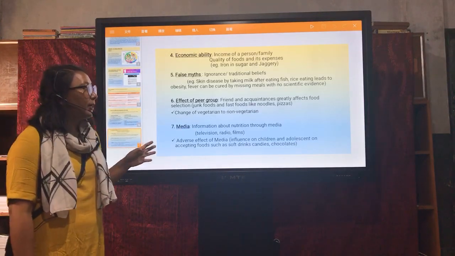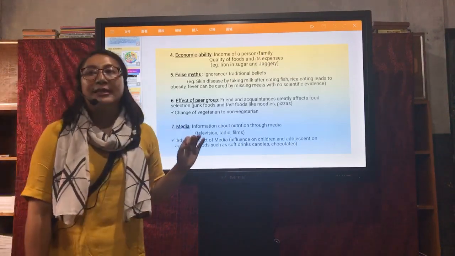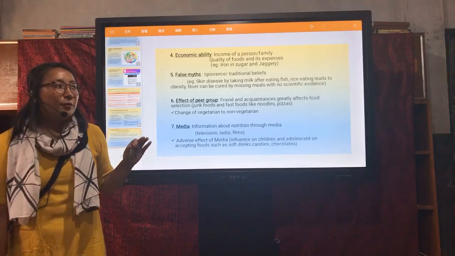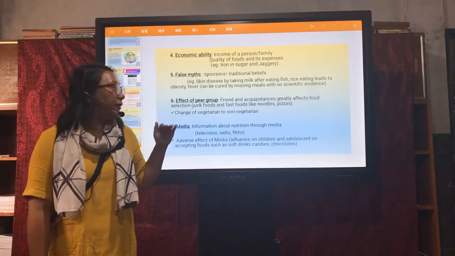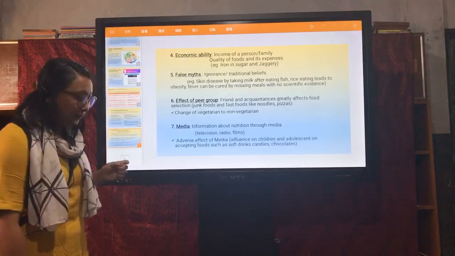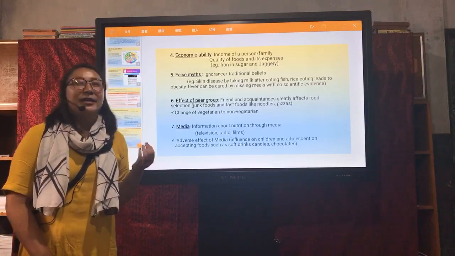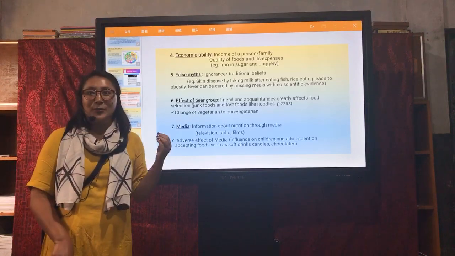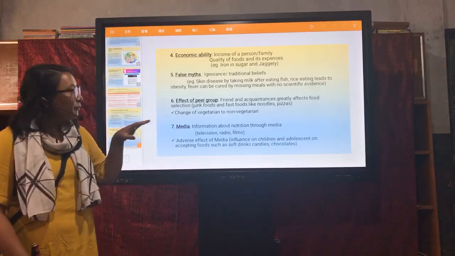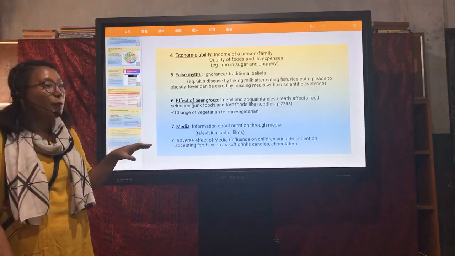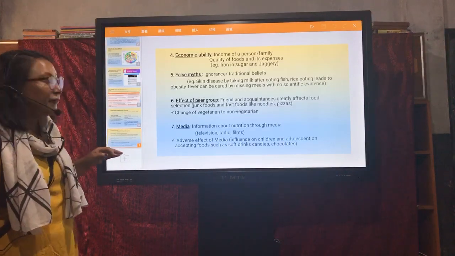Fevers can be cured by missing meals. All these three myths do not have scientific evidence. So without having scientific evidence, we should not make false promises to others. One of the common notions that I grew up with is that a pregnant woman should not have papaya. That was one of the false myths that I believed when I grew up. So that kind of false myth we should not consider when there is no scientific evidence. The sixth point is effect of peer group.